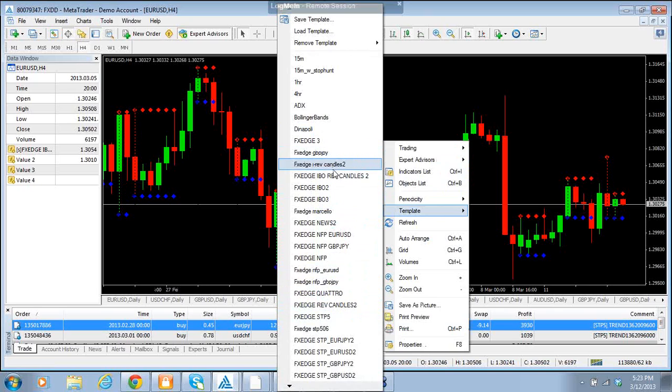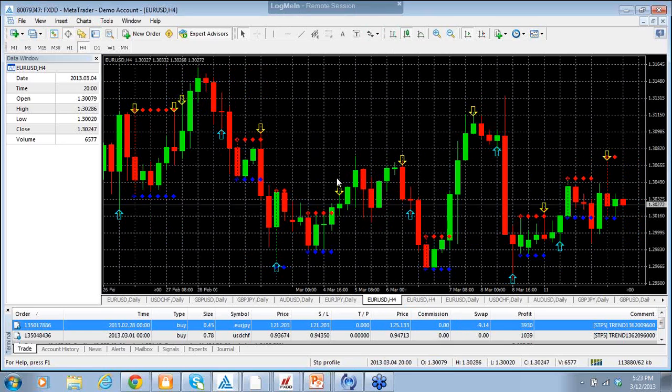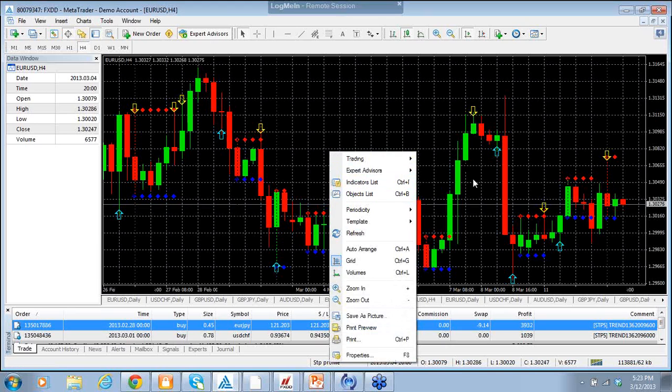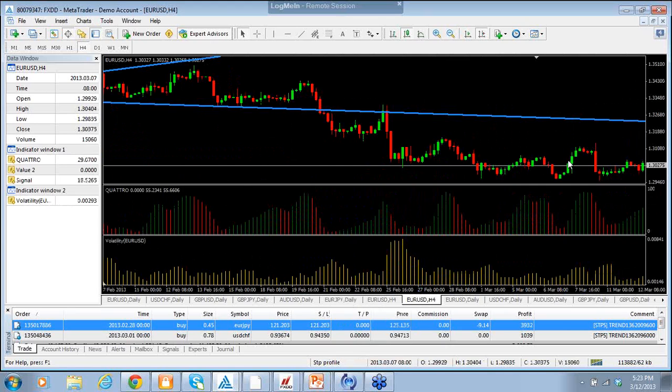All right, so let's look at our IBO Rev candles. IBO Rev candles, we're basically waiting for a 3-bar IBO. We have not gotten it, so we do not have an opportunity for a trade on the IBO as of yet. IBO Rev.